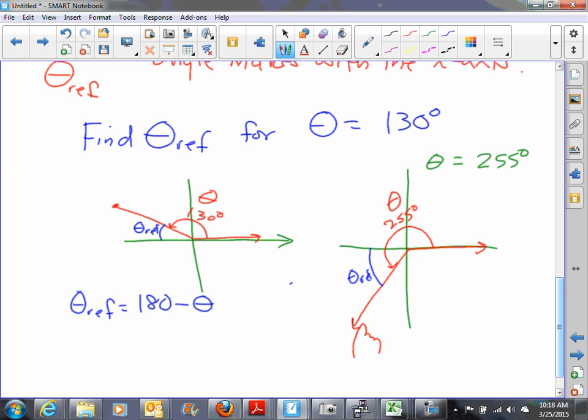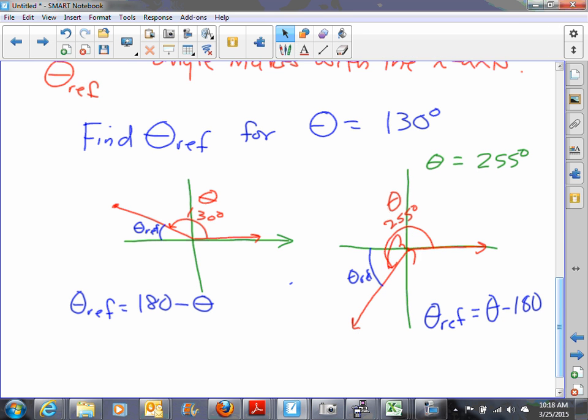Now, you should be able to see that theta ref in this particular case is theta minus 180. See, theta minus 180 gives you theta ref, okay? And this is what you do in the third quadrant. Now that's in the chart as well. But if you're just remembering the definition, the positive acute angle the terminal ray makes with the x-axis, and you draw yourself a little picture, it should be pretty obvious to you what you do, okay?